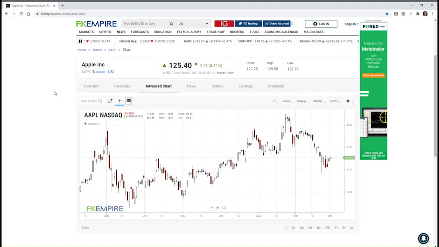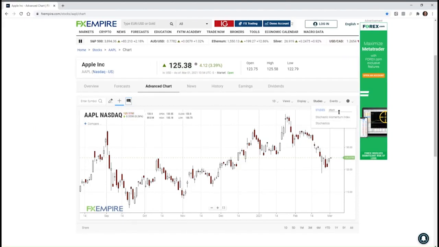Now we're going to look at 5 oscillators using the FX Empire Advanced Charting program and see how they could help to improve your profitability in trading. We're going to use Apple on all 5 of these because it's pretty well known all around the planet, and we'll see how it interplays with these 5 indicators. First up, we're going to take a look at stochastic.